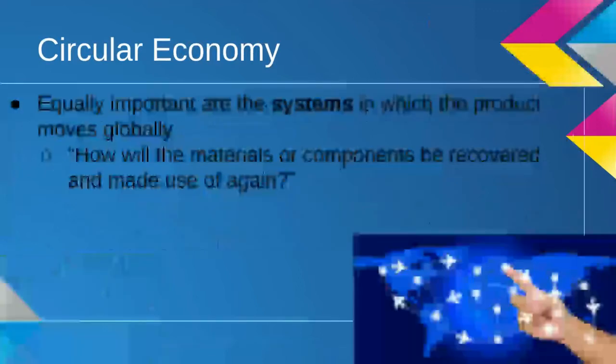In a circular economy, equally important are the systems in which the products move globally. This is tricky. If you make a product and it's close to you when it's being used, it's probably easier for you to control what happens to it later on. If you make a product and ship it across the world, how can you make sure that it's disposed of or used correctly? So the quote is, how will the materials or components be recovered and made use of again?